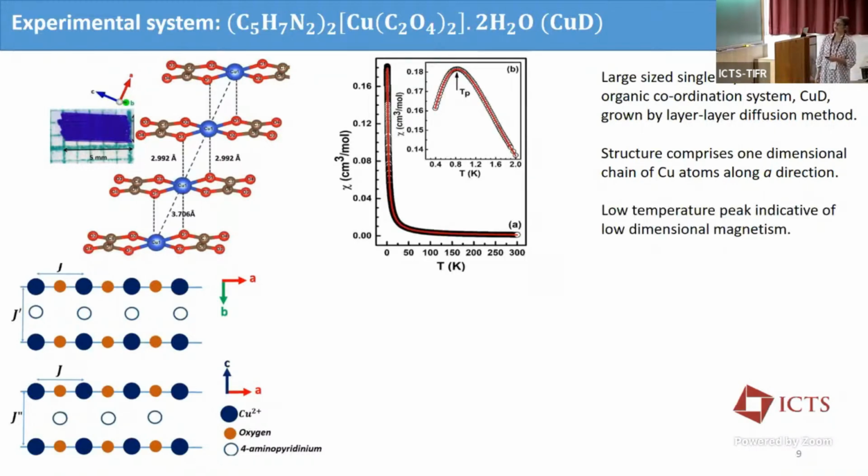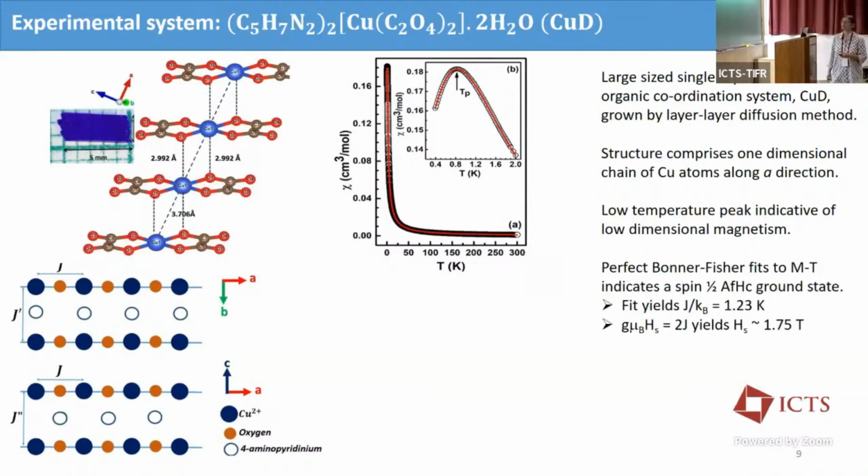So what we did was a susceptibility measurement as a function of temperature. What you see is a peak at around 1.2 Kelvin. This low temperature peak is an indicator of low dimensional magnetism. The red lines that you see on the black data are the theory fits. They are fits to the Bonner-Fisher model, which indicates that the ground state is a spin-half Heisenberg antiferromagnet.